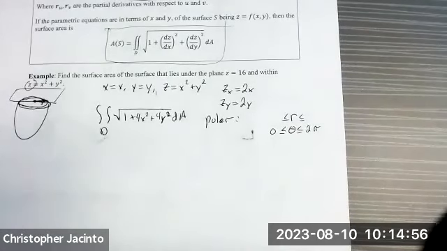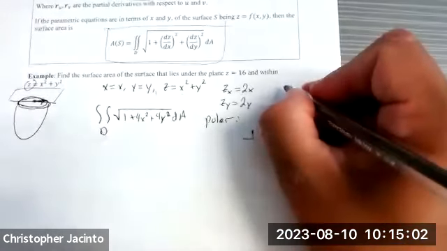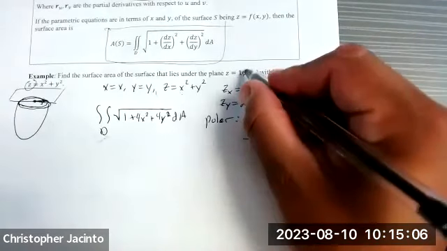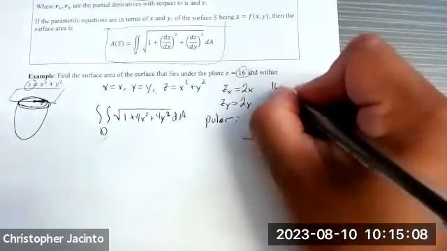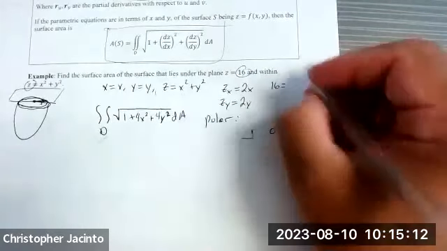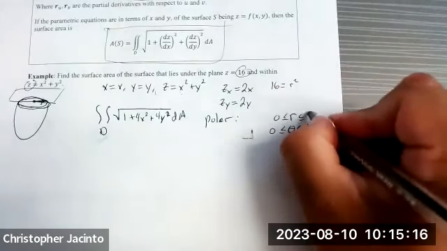Now let's look at r, the radius. We plug 16 in for z, and our polar coordinates into the paraboloid equation, and we get r squared. So therefore, r goes from 0 to 4.